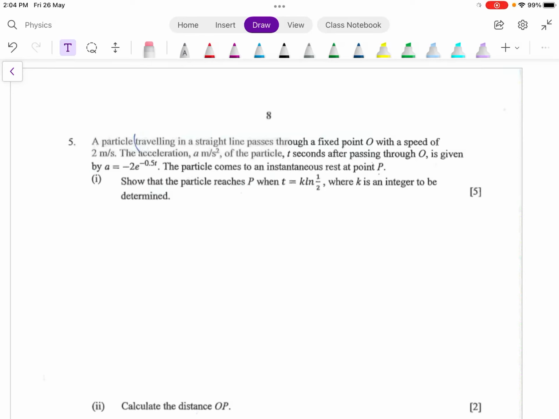Okay, so let's go through this kinematics question. Question 5. A particle traveling in a straight line passes through a fixed point O with a speed of 2 meter per second. So meaning that at time equal to 0, right? So time equal to 0 second, the particle moves at 2 meter per second.